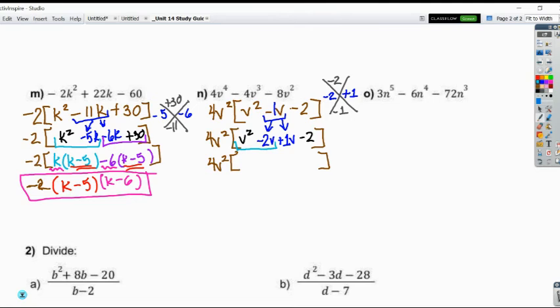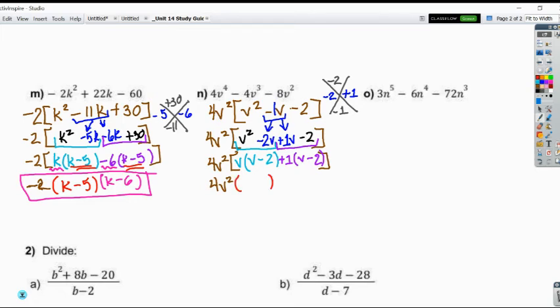V squared minus 2v share a common factor of v. Divide it out, what's left? V squared divided by v is v. Negative 2v divided by v is negative 2. That positive 1v and the negative 2, well, they've got a common factor of 1. Nothing else much. What's that leave us with? V minus 2. So the greatest common factor, 4v squared, is still happening.